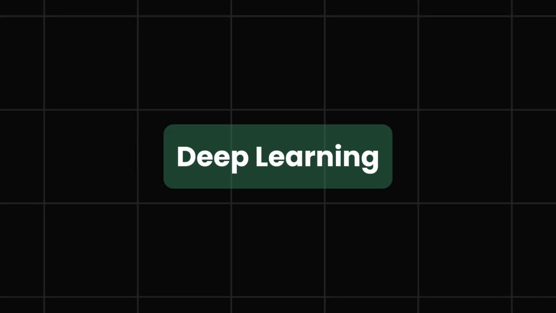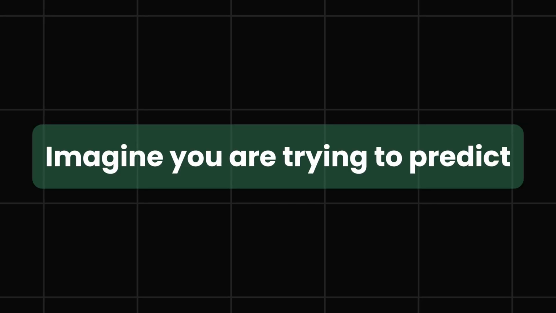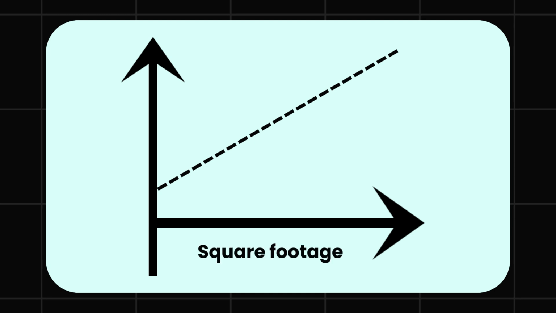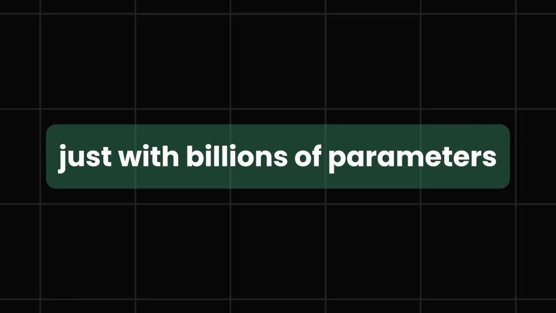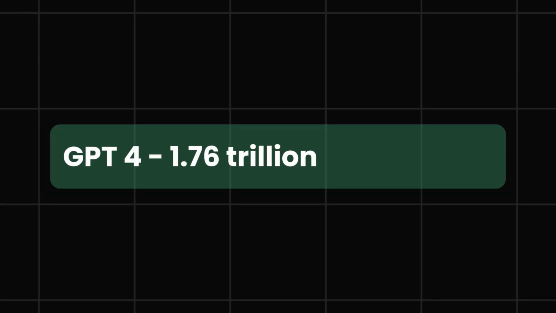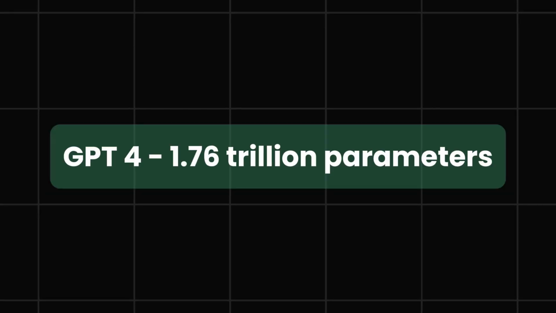And the role of machine learning and training? The model learns this through deep learning. Imagine you're trying to predict house prices. You use a simple model like linear regression, where you learn the best slope and intercept to fit a line to data. It may be based on square footage and price. You adjust those values based on examples. GPT works the same way, just with billions of parameters. In fact, GPT-3 has over 175 billion parameters, while GPT-4 was reportedly trained with 1.76 trillion parameters.